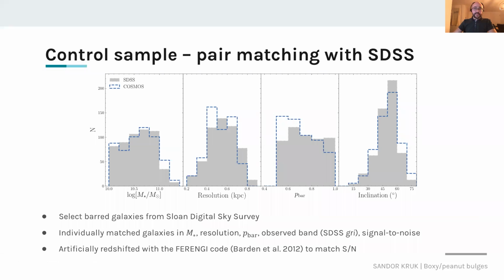So we do this by selecting a sample of Borg galaxies from Sloan and matching galaxies individually in stellar mass, in resolution, in Borg properties, and inclination. Finally, to account for the drop in signal to noise, we artificially redshift the local galaxies to the redshift of their pair using the Ferengi code.